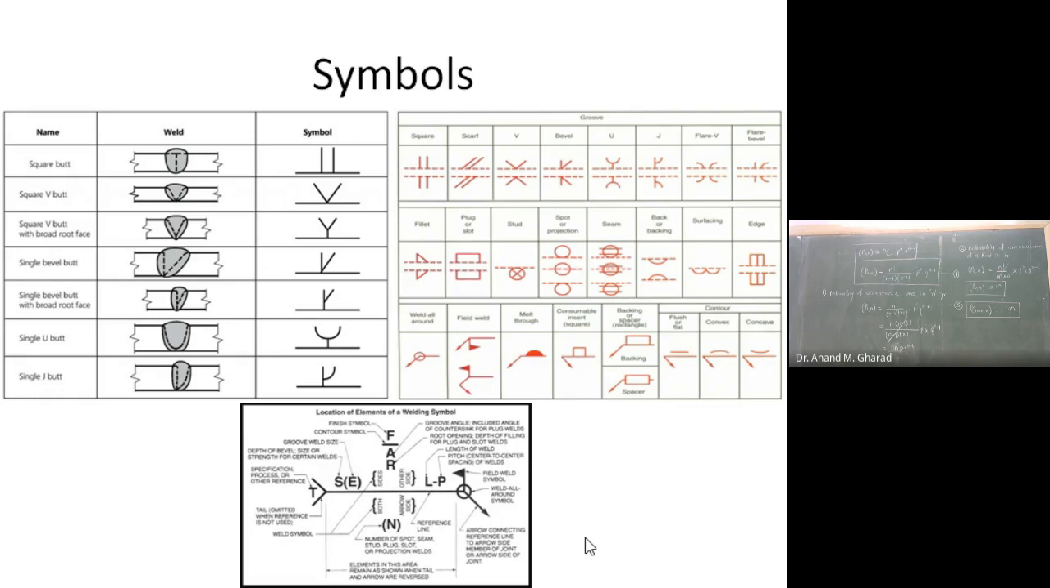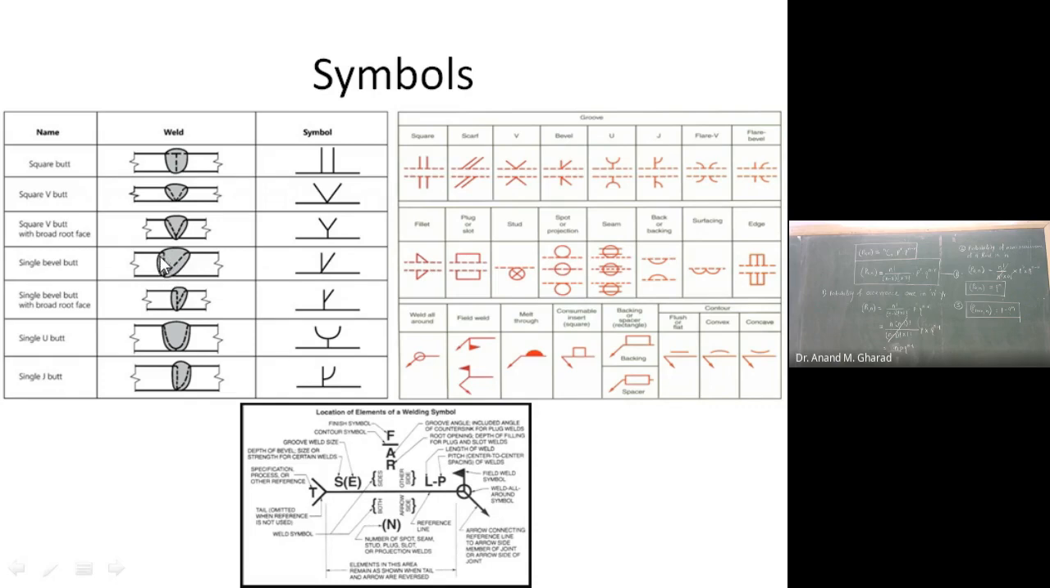These symbols, as you can see, most commonly you will see the fillet welds, and the groove or the butt type of connection. There are different connection shapes, as you can see over here.